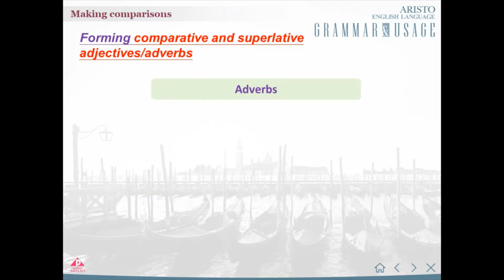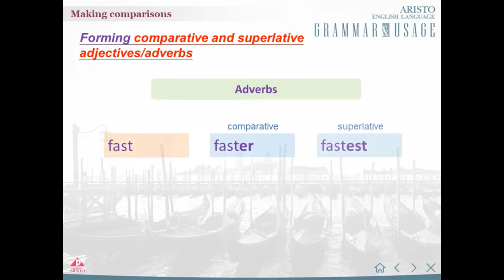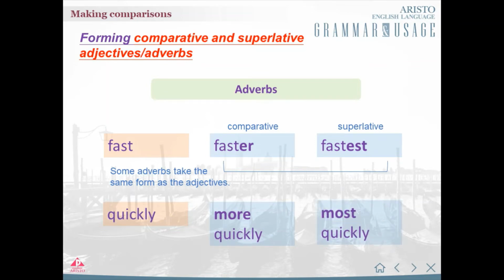Now let's look at how to form the comparative and superlative forms of adverbs. The form that adverbs take often depends on the ending of the adverb. However, some adverbs take the same form as adjectives. For example, the adverb fast. The comparative version of fast is faster, while the superlative version is fastest. Now let's take a look at another example. If an adverb ends with ly, then the corresponding comparative and superlative forms take more and most.